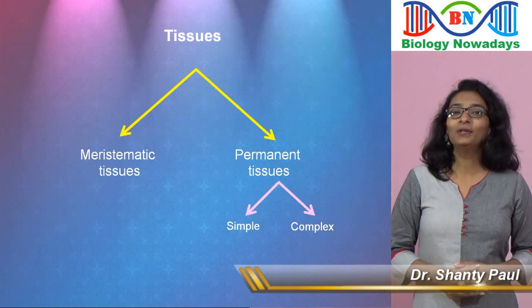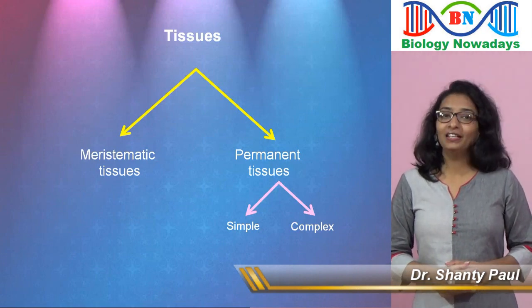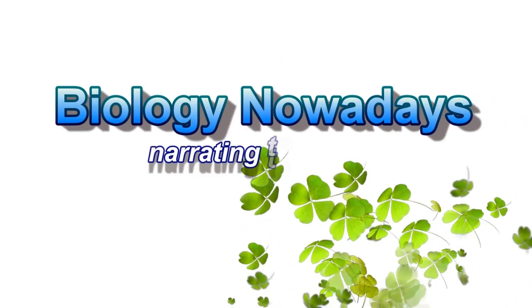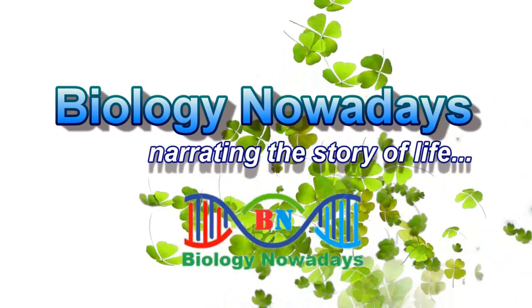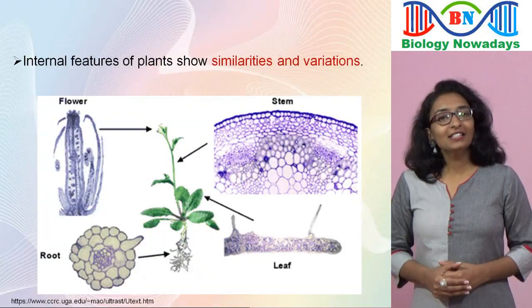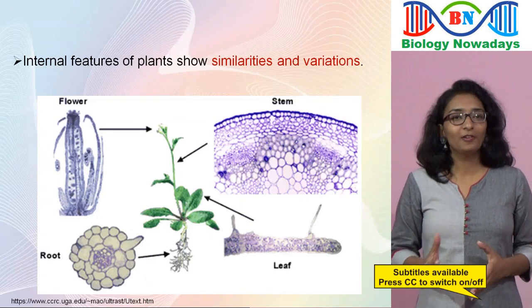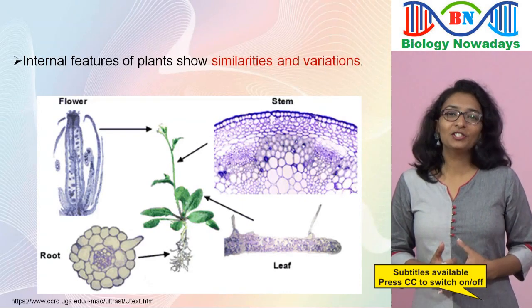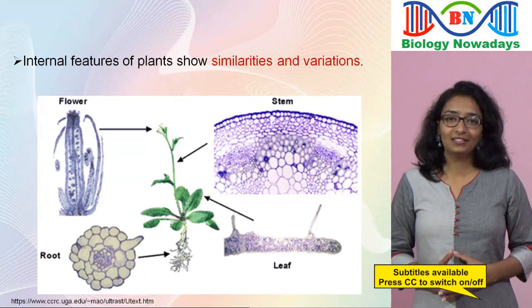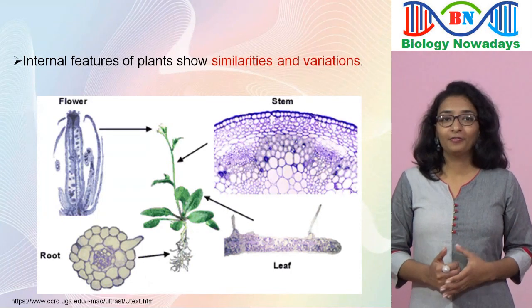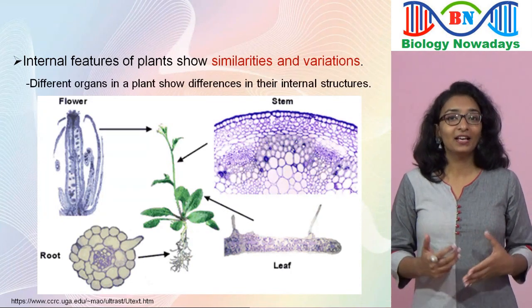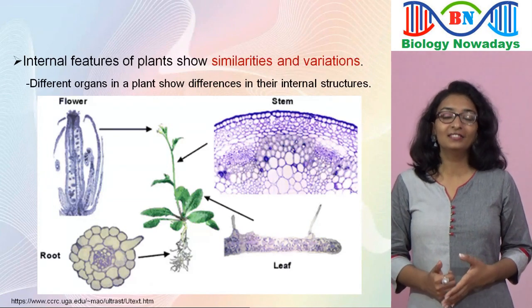In this video, we will learn about the tissues, mainly the meristematic tissues. As in the case of external or morphological features, internal features of plants also show similarities and variations. For example, different organs in a plant show differences in their internal structure.